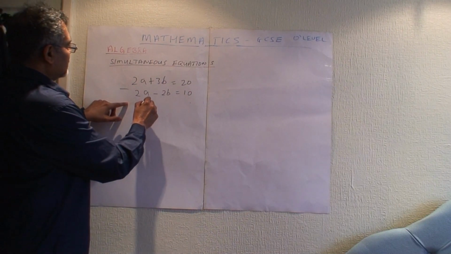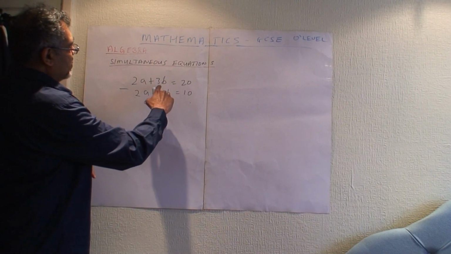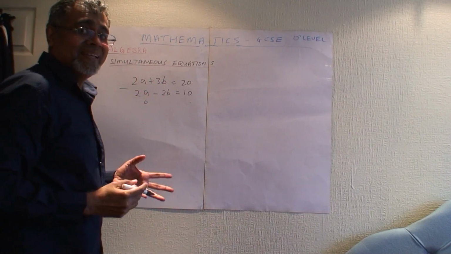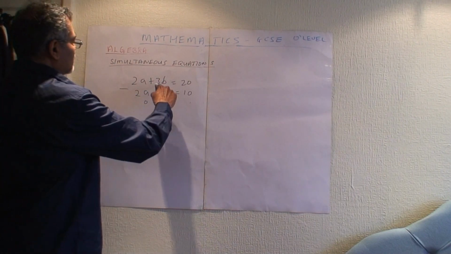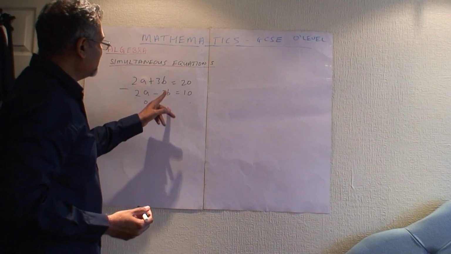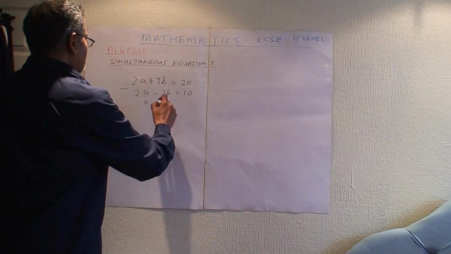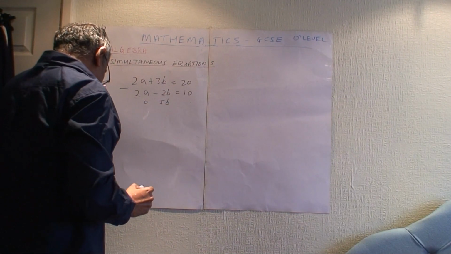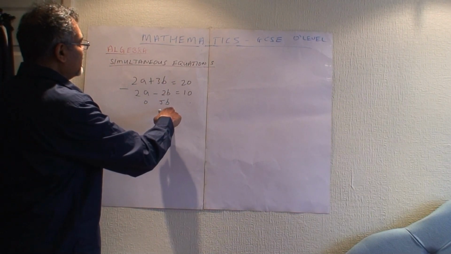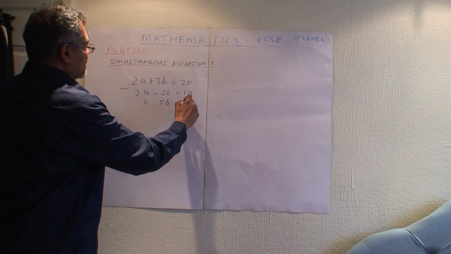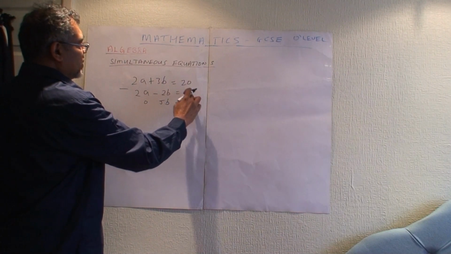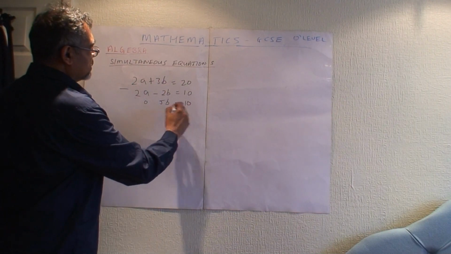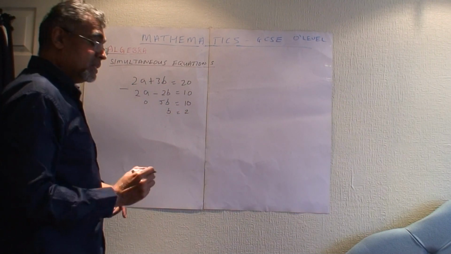Okay, so this is 0. But here we have 3b minus 2b. Minus and a minus is a plus. So what we are saying is that 3b plus 2b, which is 5b. Okay, that's 5b. So 5b is equal to 10, because 20 minus 10, we minus it, right? So b, divide both sides by 5, so b is 2.